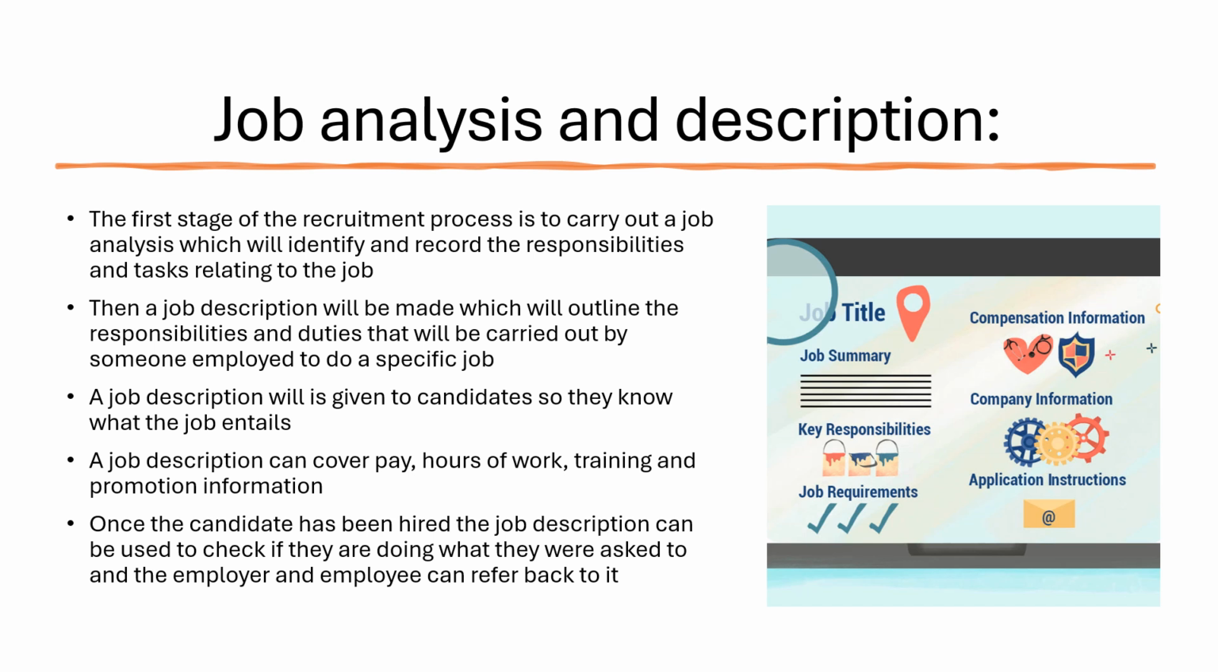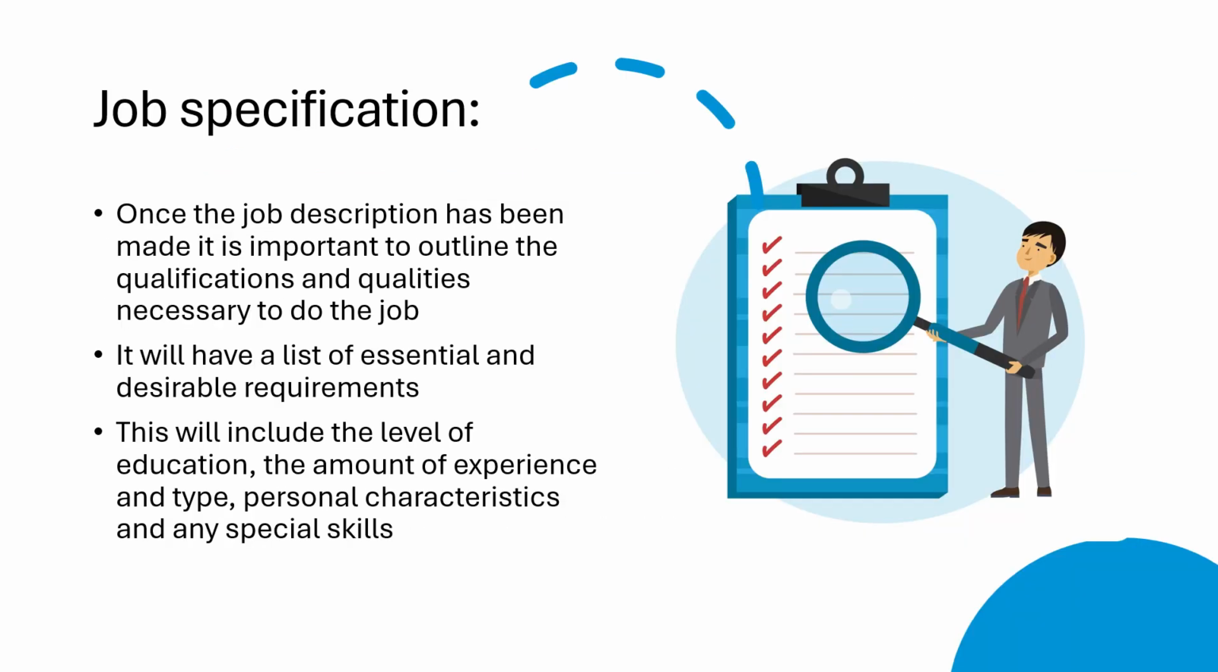Once the candidate has been hired, the job description will also be used to check if they are doing what they've been asked to do, and the employer and the employee can refer back to it. Now, job specification. Once the job description has been made, it is important for the business to outline the qualifications and the qualities necessary to do the job. It will have a list of essential and desirable requirements. This will include the level of education, the amount and type of experience, the personal characteristics, and any special skills that the candidate needs.